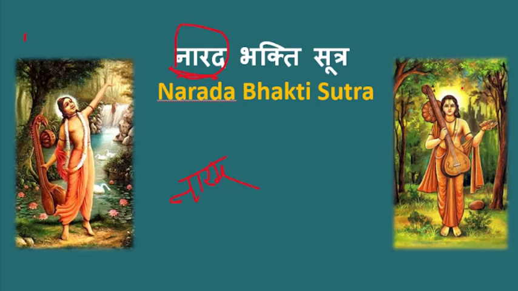There are 7 urdhvalokas and 7 adholokas below. Starting with the first one after Bhutala: Atala, Bitala, Sutala, Talatala, Rasatala, Mahatala and Patala. The lowest one is called Patala. You know, we say if you make a mistake, you will go to Patala, meaning your punishment should be that much.